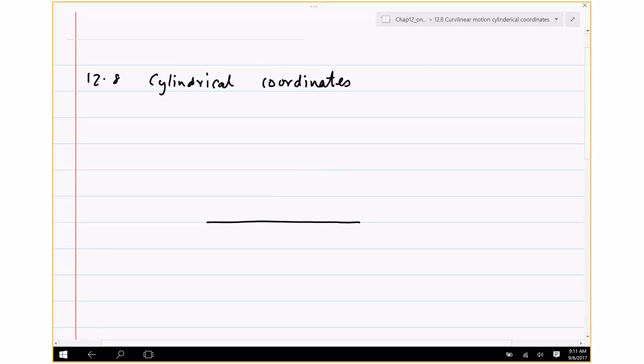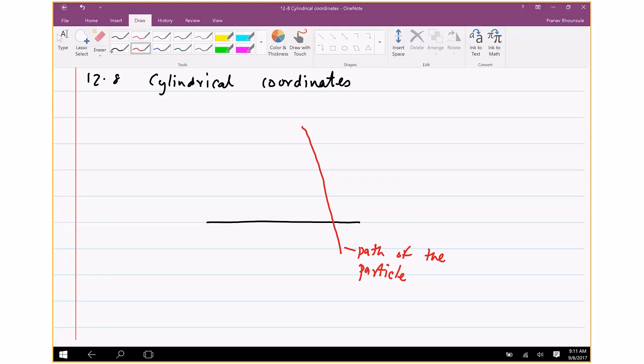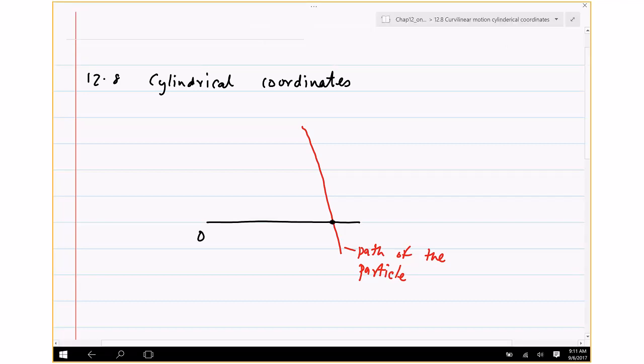Okay, so the path of the particle is this. Let's assume that this is the origin. So it starts over here and goes in this direction. What we can do is try to find the distance of the particle at some instant of time from the origin O. That's basically denoted by r.